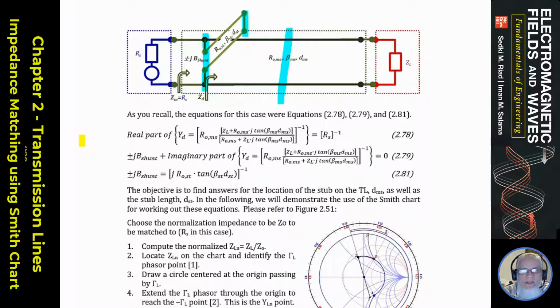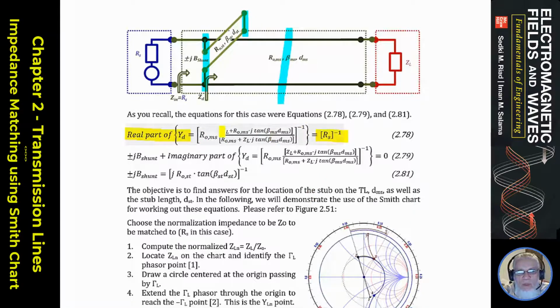So let's first look at this analytically. The process is, here's your load. You want to find locations on the line where the real part is equal to the real part of the source. And I'm talking here about admittances because we are working in shunt. So we want the real part of the admittance of the load at other locations to be equal to the real part of the admittance of the source.